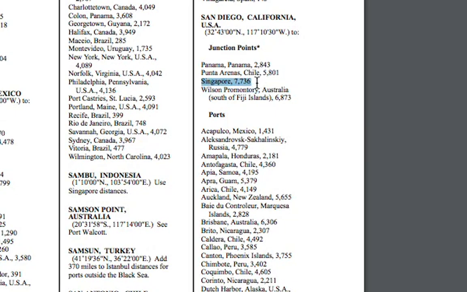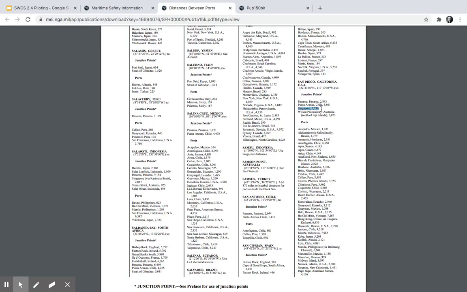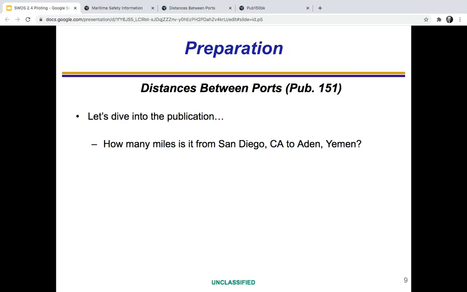In this case, it is 7,736 nautical miles. And again, write that in your notes next to the distance you already pulled for the distance between Aden and Singapore. All right, now that I've gotten what I need from the publication, I can go ahead and put those two numbers together to find our total distance between San Diego and Aden, Yemen.